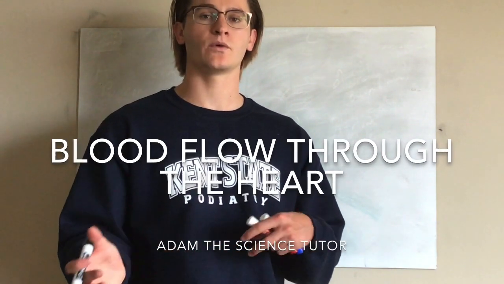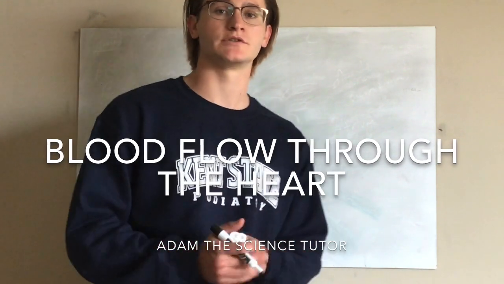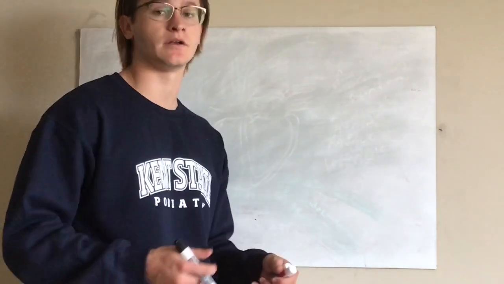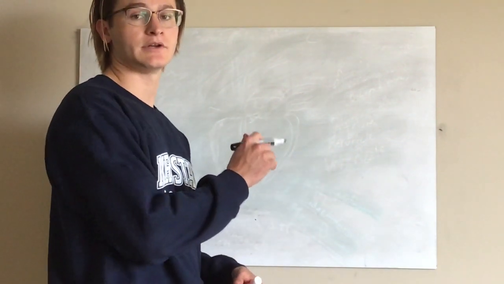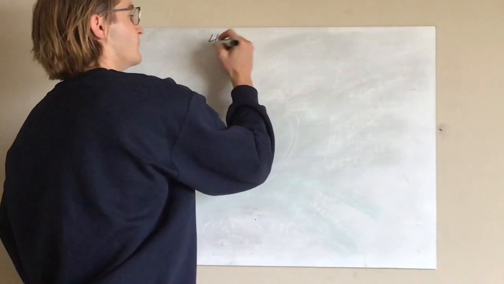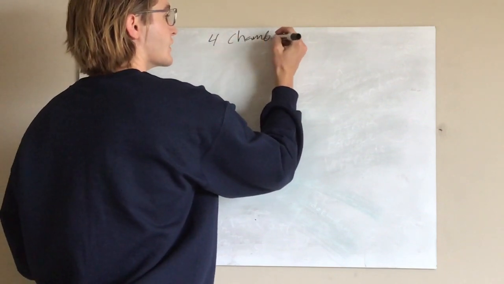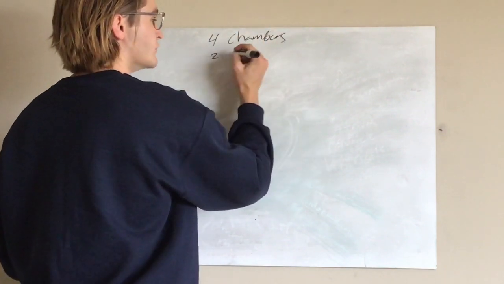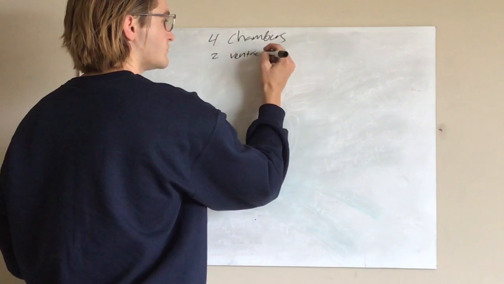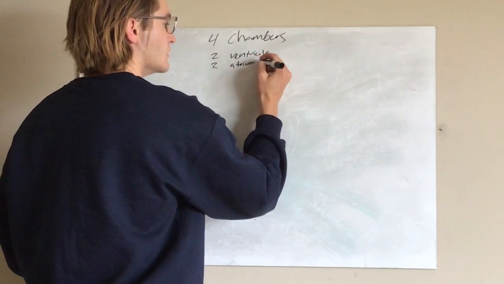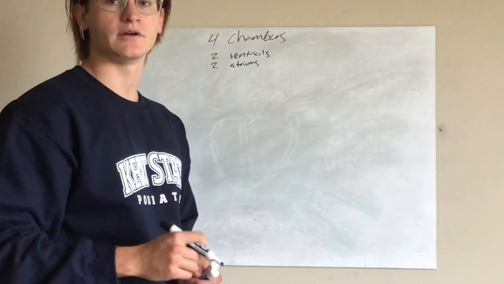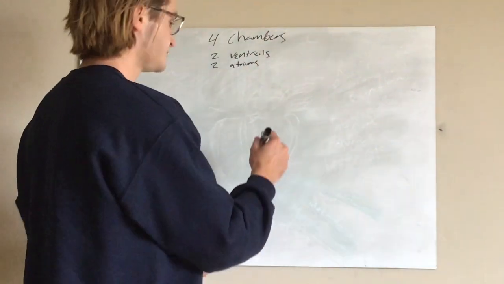Today we're going to be talking about the anatomy of the heart and the way the blood flows through the heart, which is a very important topic in all anatomy lessons. There are 4 chambers of the heart: 2 ventricles and 2 atriums, which make up the 4 chambers. Extremely important to note that.